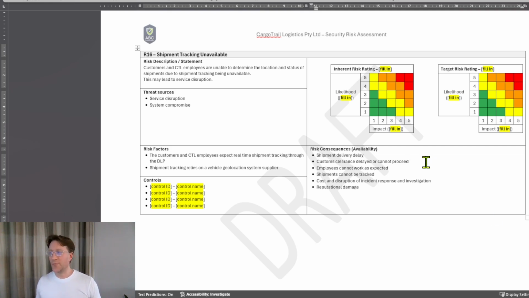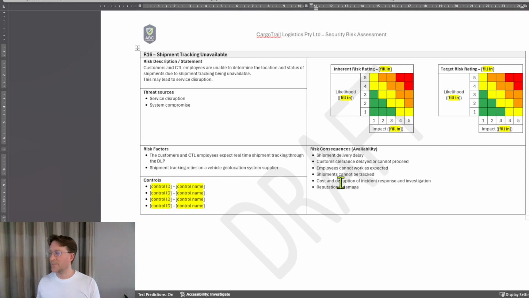We may also be using that tracking information to predict when we're going to arrive at, say, customs, and we may have issues if we don't arrive there when we were expected. We would have employees who expect shipments to arrive at a certain time. They would be tracking it, and then they'd be planning other activities around this. And if they can't track the shipment, then they cannot plan their activities as they normally would. Of course, shipments cannot be tracked.